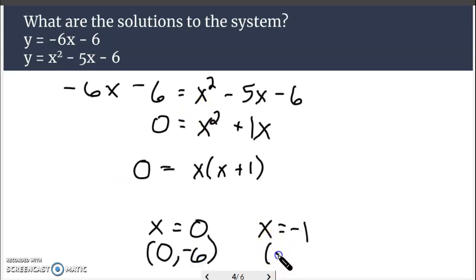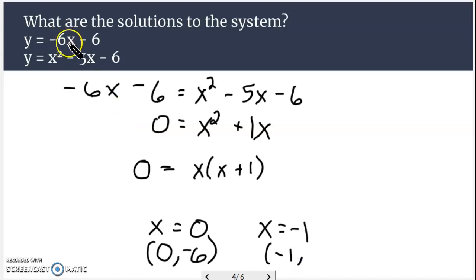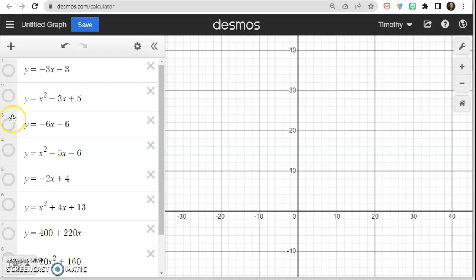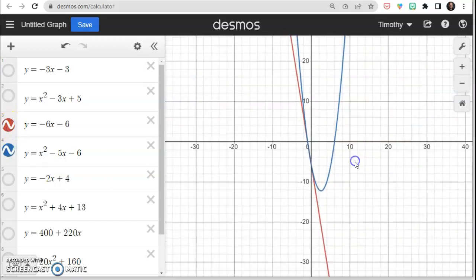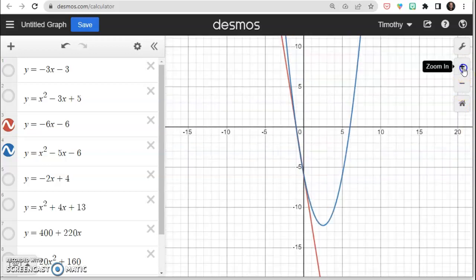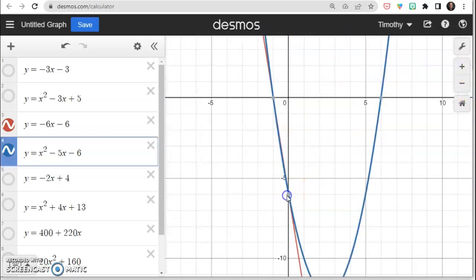Negative 1, let's say if x is negative 1. If I put negative 1 up here, negative 1 times negative 6 is 6. 6 minus 6 is 0. So there are those two solutions there. Let's have a look at Desmos. Alright, here's negative 6x minus 6, and here's x squared minus 5x minus 6. Let's zoom in a couple times and see if we can verify.